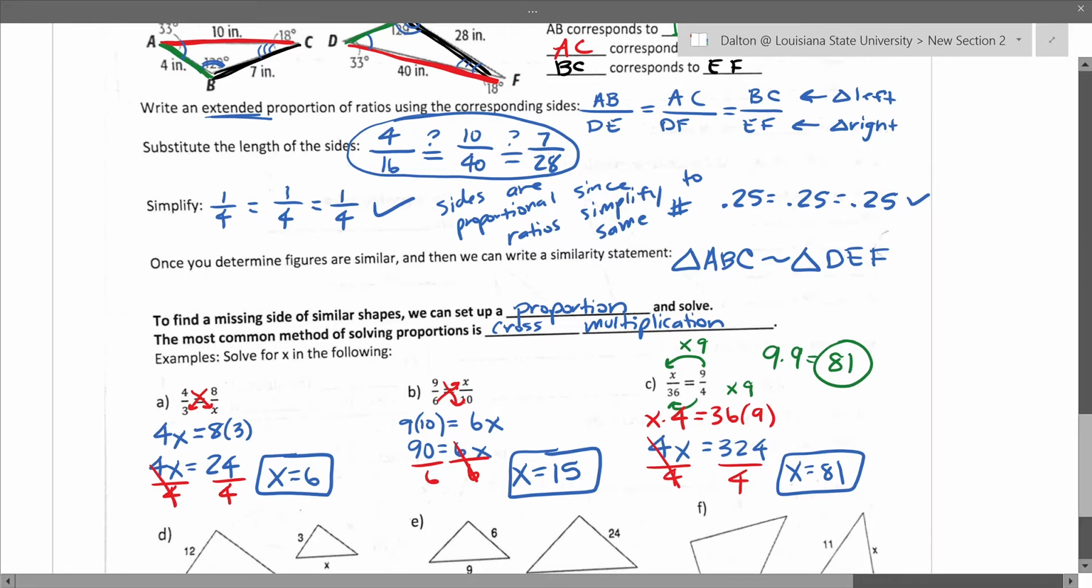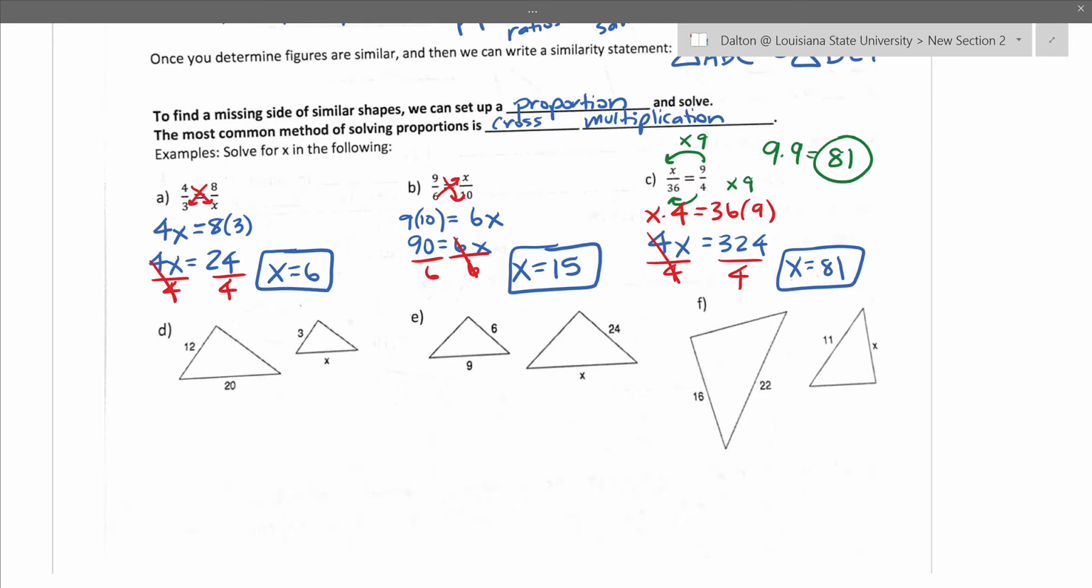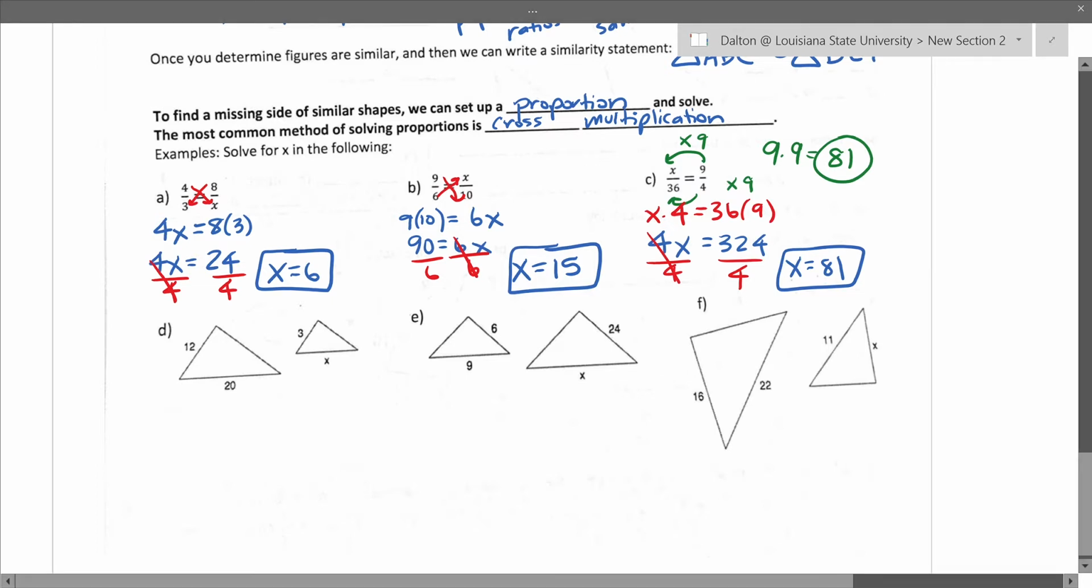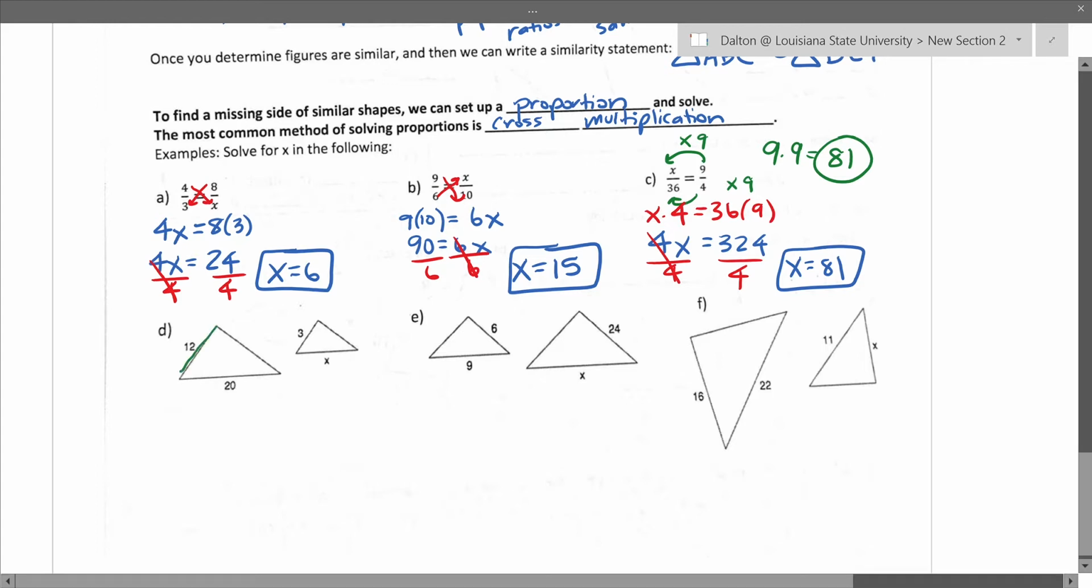Okay, the next 3 have triangles. So instead of just having the proportion, you have to set up the proportion. So let's do D kind of in that logical way. You might say, okay, the triangles are already in good positions to where the corresponding sides match. Like I can already tell 12 corresponds with 3, 20 corresponds with x. So then you can say, okay, how do I get from 12 to 3? All we do is divide by 4.